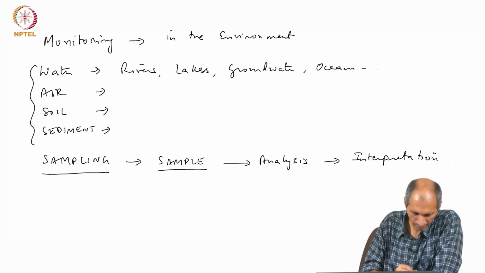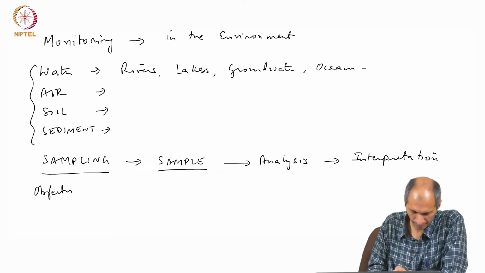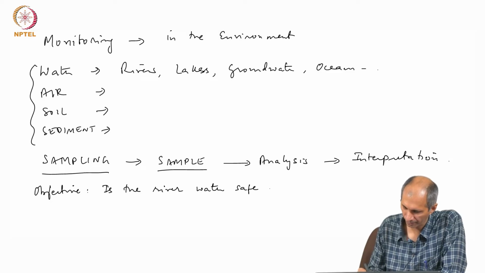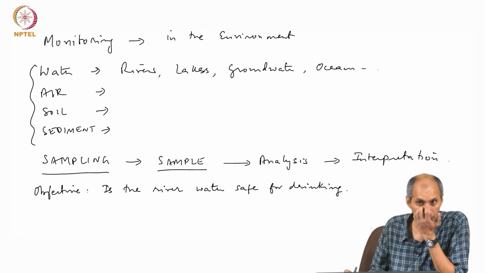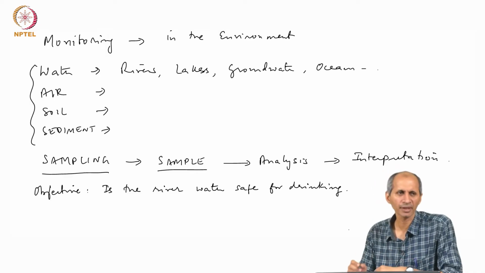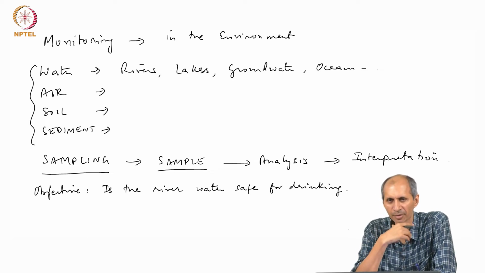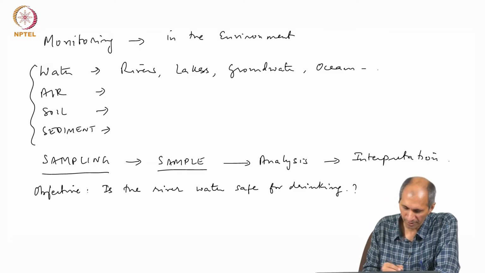For example, my objective is: is the river water safe for drinking? Very simple question. By experience, we may know that it may not be safe for drinking, but a priori you do not know. If, say, 100 or 200 years back, people used to drink directly from rivers. But this is a valid question.